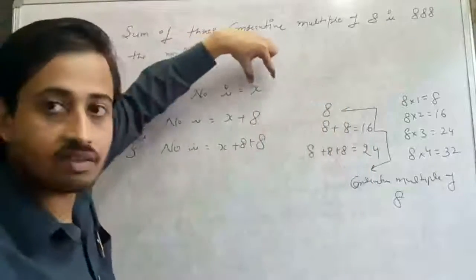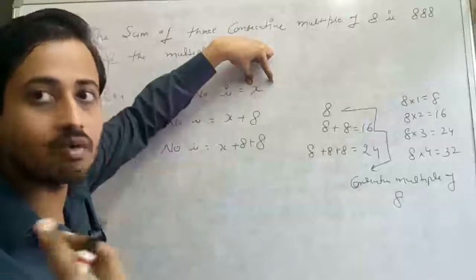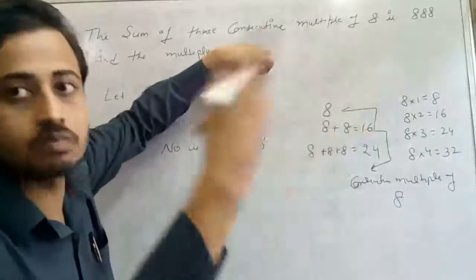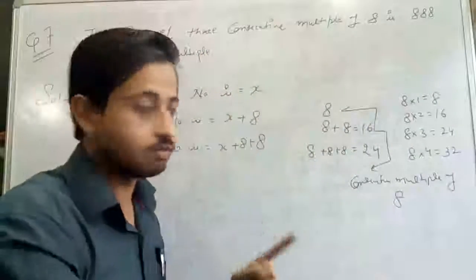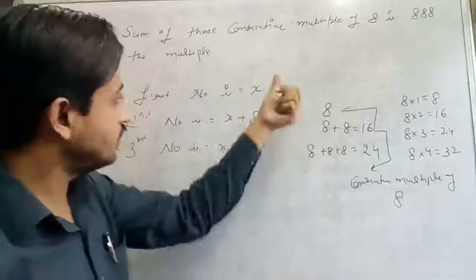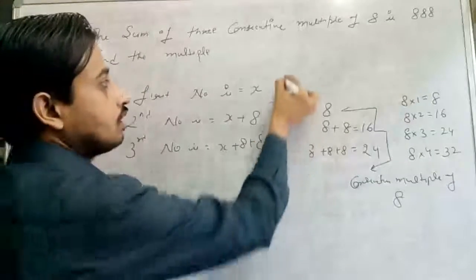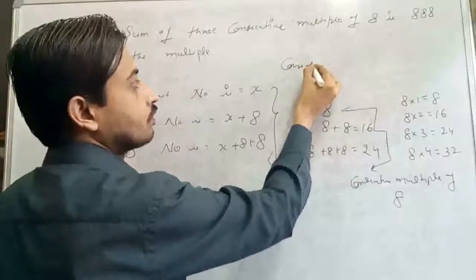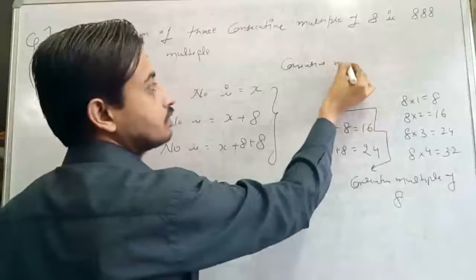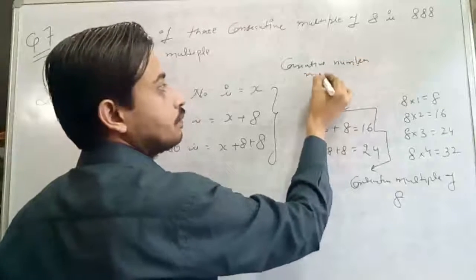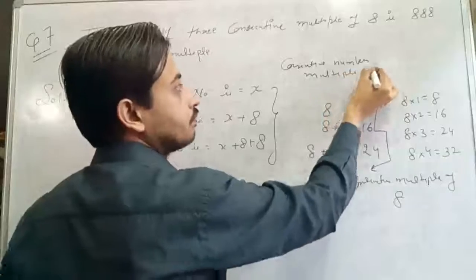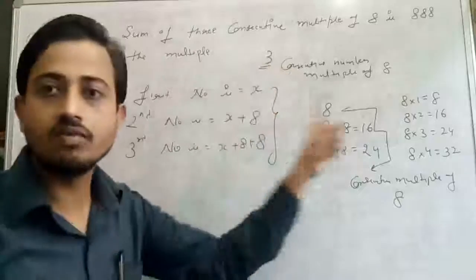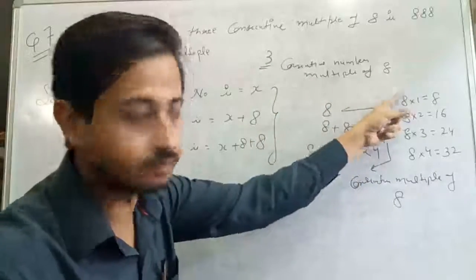So in this case I have selected x, because the number may start from anywhere. I suppose our first number is x, then what's the next number? x plus 8. Then what will be the next number? x plus 8 plus 8. So these three are consecutive numbers, multiples of 8. These are the three consecutive numbers, multiples of 8.